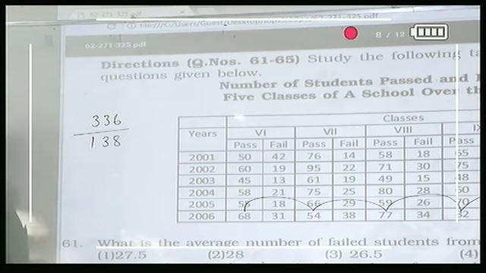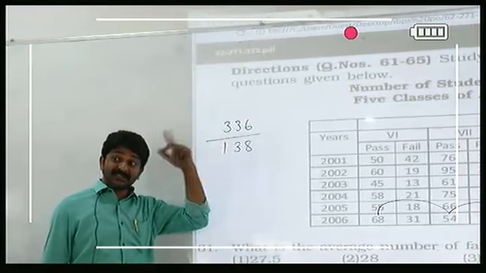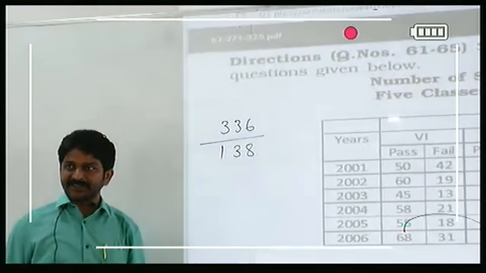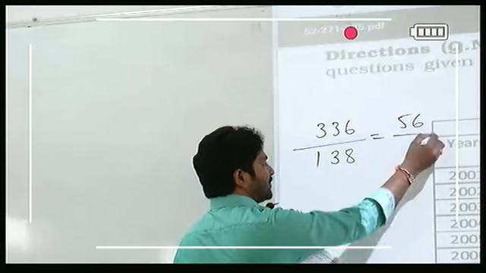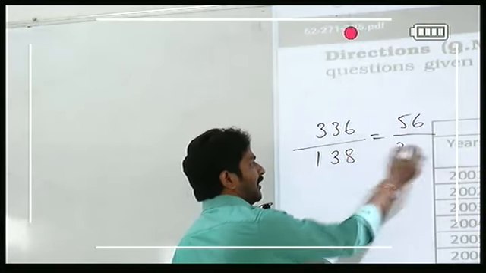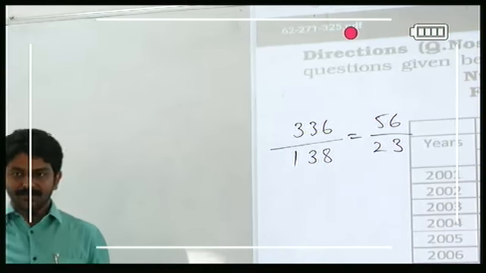Look at your options. First option 3:1. By looking at the number itself, that cannot be your answer. Second option, first number is 56. When you divide 336 with 6, then only you will get 56. Yes or no? So cancellation with 6. This is 56 times, 6 2 times, and then 3 times. 56 by 23, second option.